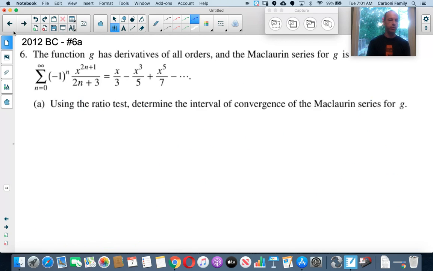Which brings us to the 2012 problem. And I may skip a few steps here for the sake of time because it's taking longer than I thought it would.